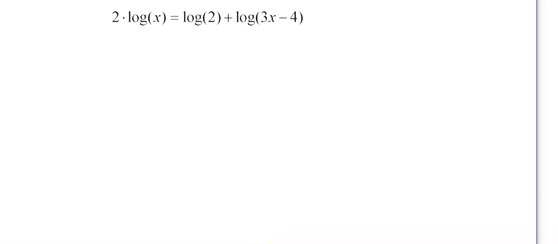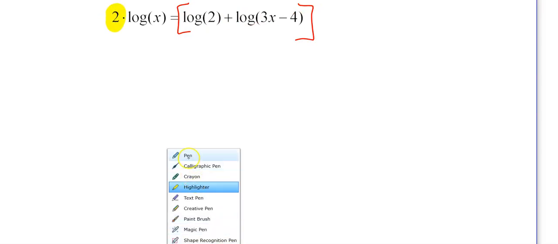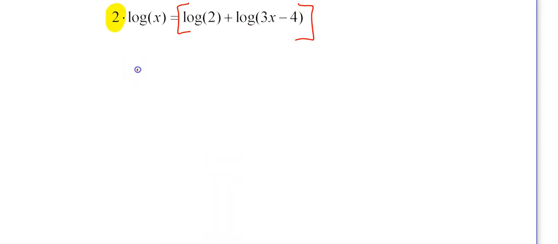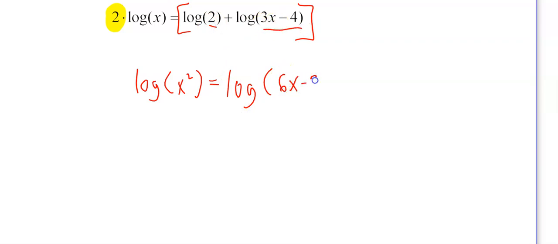This one, wow, there's a lot happening here. So this was kind of different. I want to show you a problem like this. Maybe you see a few of the exponent rules. Maybe you see on the right-hand side, we can probably push those logs together. Maybe you see on the left-hand side, you have an exponent that we can definitely move. So let's do that. So we get log of x squared equals, let's push this one together. So this will be log of 2 times 3x minus 4. I'm going to go ahead and just multiply it. So that'd be 6x minus 8.